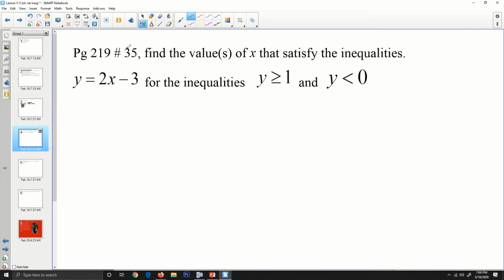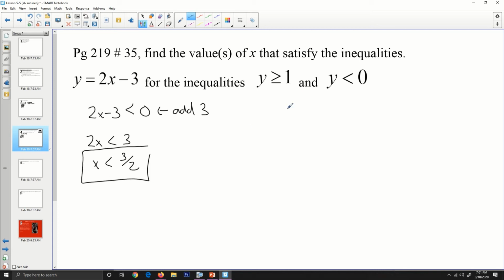Okay, and so it says find the values that satisfy the inequalities. So y equal to 2x minus 3 for y greater than or equal to 1 or y less than 0. Let's do the y less than 0 one first. If I go 2x minus 3 is less than 0, then solve that for x. I'm going to add 3 to both sides, so 2x is less than 3, and then x will be less than 3 over 2, and that'll be that solution there.